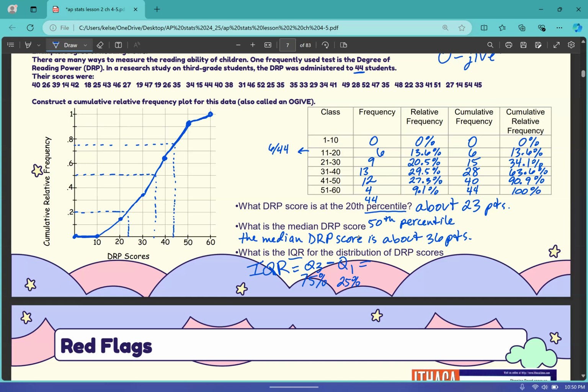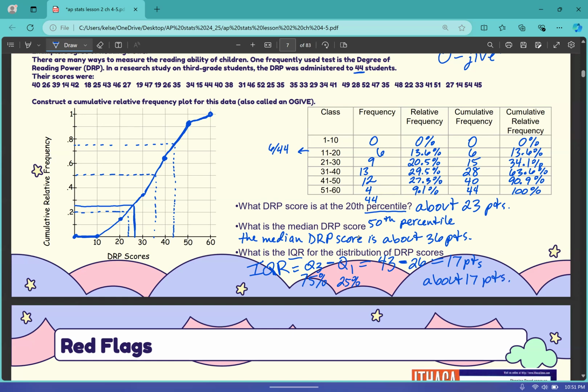That one looks to be around 43-ish, right? So we have 43 minus Q1, which is at 25%. So right about here and go down. That one looks like it's about 26, 27, so we'll go with 26. Then just do 43 minus 26, and you should get 17 points. So the IQR for the DRP scores is about 17 points.